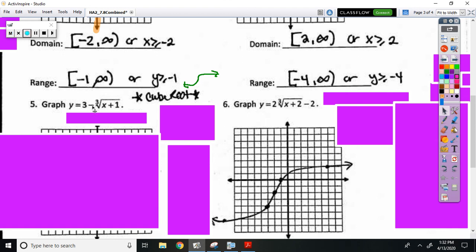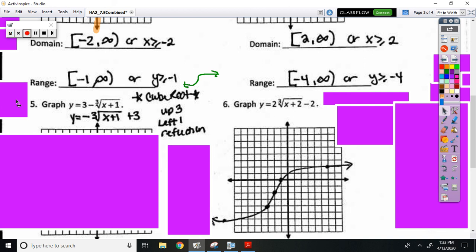So this one right here, first of all, is kind of rearranged. So I'm going to rearrange that to be negative cube root of x plus 1, and then put a plus 3 at the end so that that transformation is actually in its right spot. So the negative tells me that this is a reflection. The plus 3 tells me up 3. And the plus 1 inside tells me left 1.